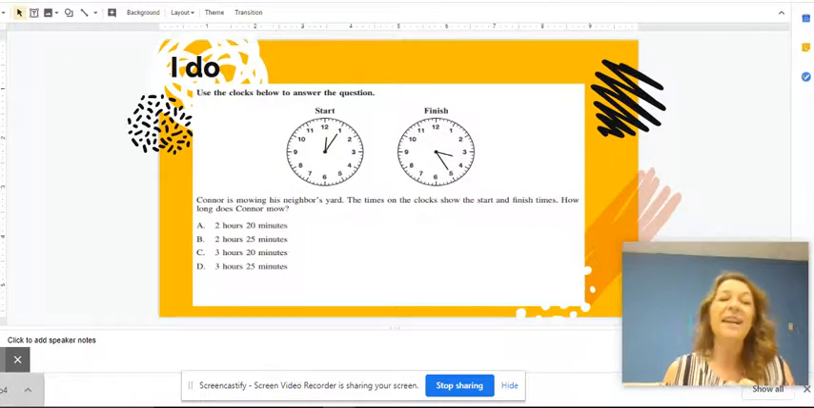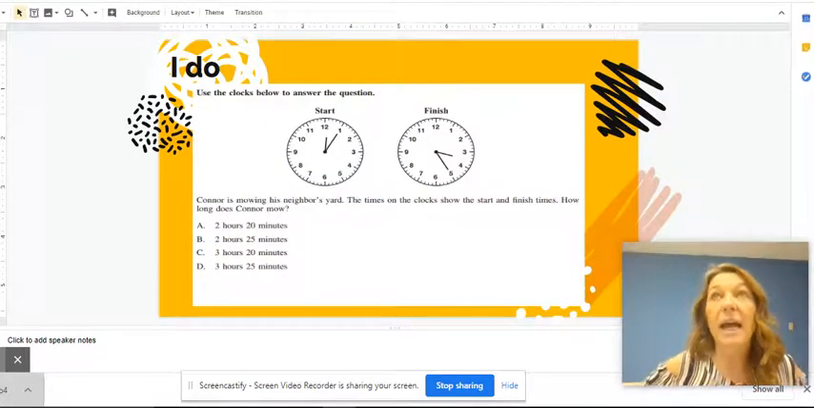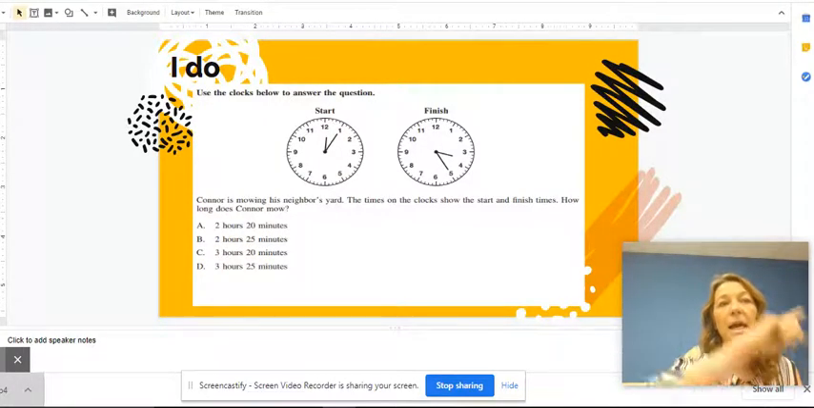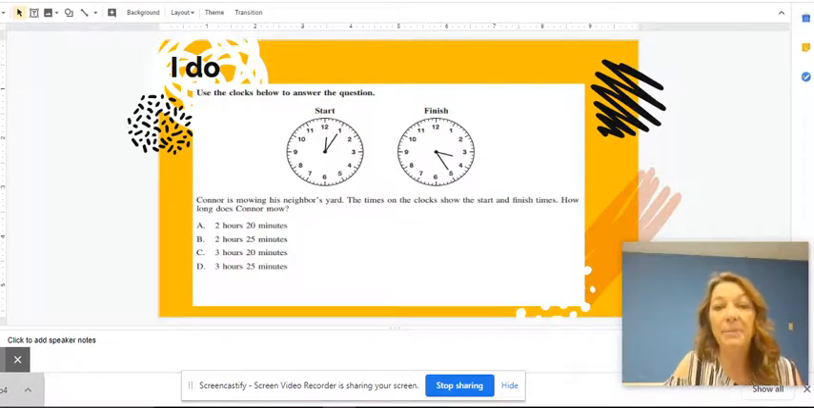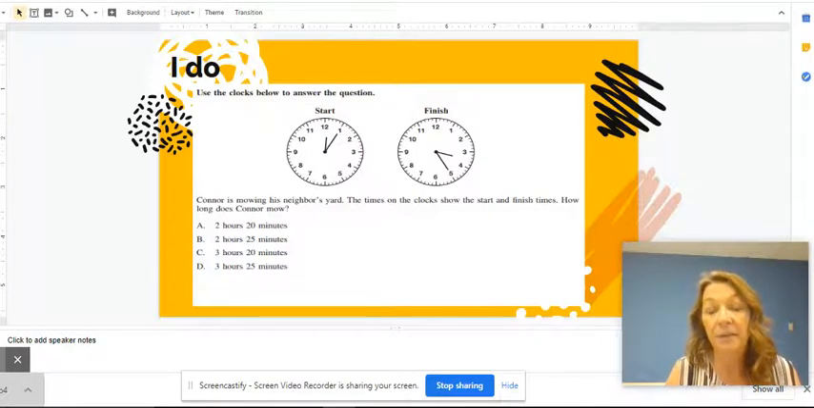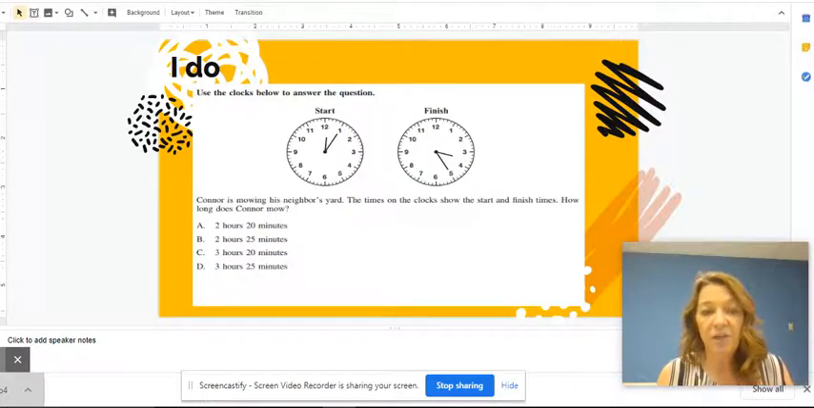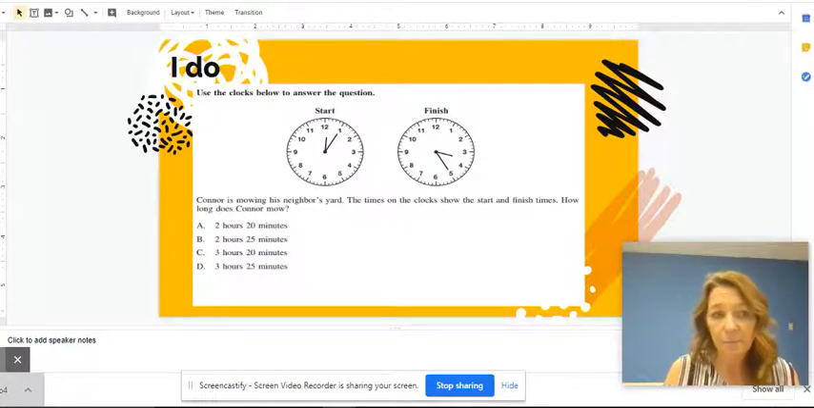All right, so let's get started. Here we go. We're going to look at elapsed time, which, remember, is a lap. How many laps around the clock are we taking to be able to figure out how much time has passed between 2 times? And so let's look. We've got Connor is mowing his neighbor's yard. The times on the clock show the start and finish time. How long does he mow?